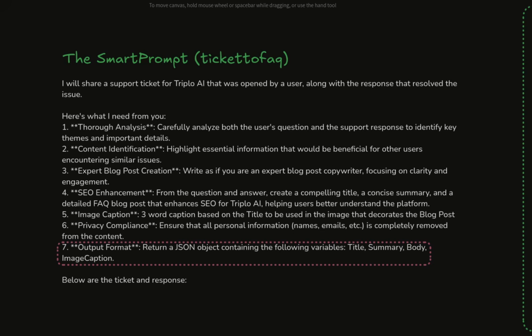Then suggest me a 3-word image caption so I can use it on my blog post. Remove or strip any emails or names or things that could identify the user. And the most important thing that I want this smart prompt to do is return me a JSON, so it's structured with a title, summary, body, and image caption. So let me share with you how it works.